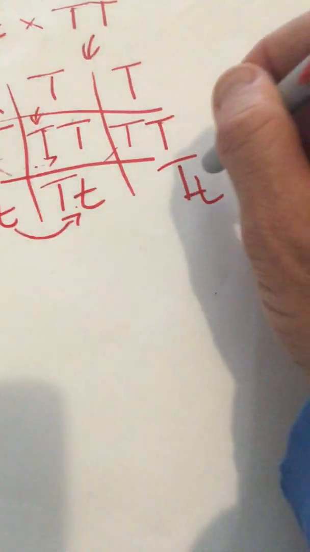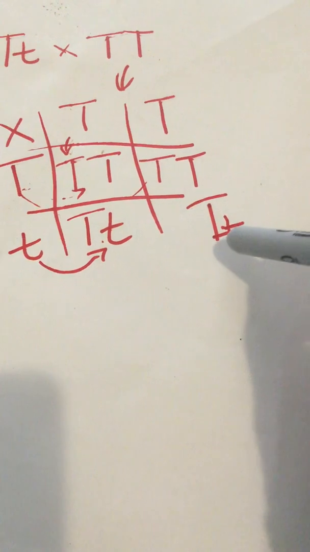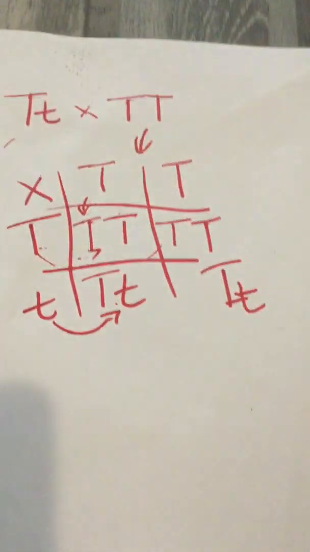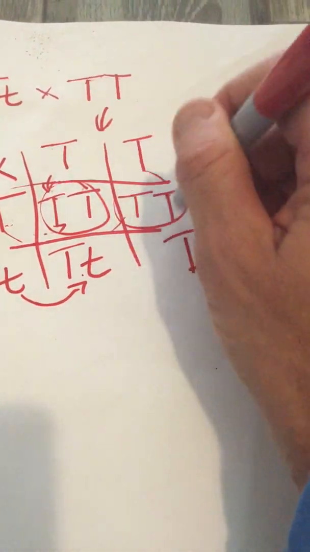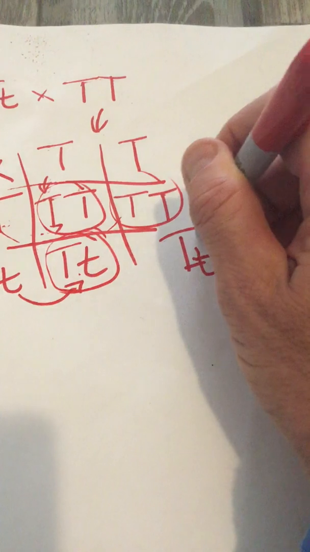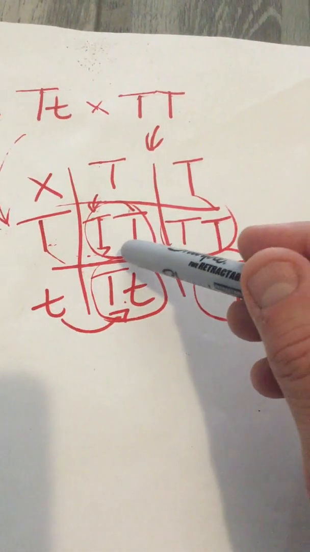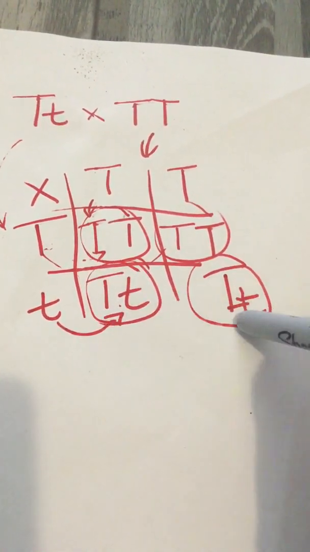Now, it doesn't matter what order they go in, but typically we put the big letter first. So in these four boxes, we now have our punnett square finished. These four boxes represent the four possible letter combinations that these two people could have. So we have two big T's and two big T, little t's.